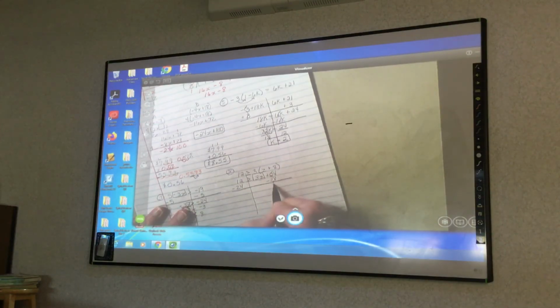They cancel each other out. A negative and a positive you subtract. So 24 minus 12 is 12. Keep the negative sign. So negative 12 is greater than or equal to 3z.